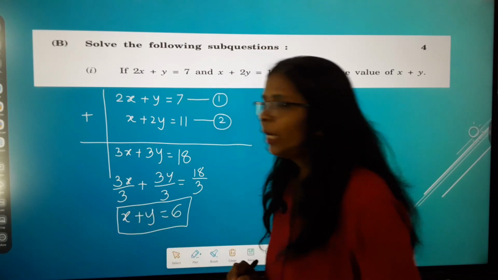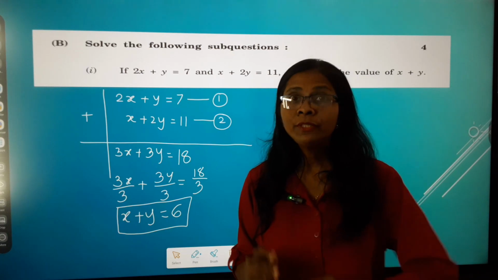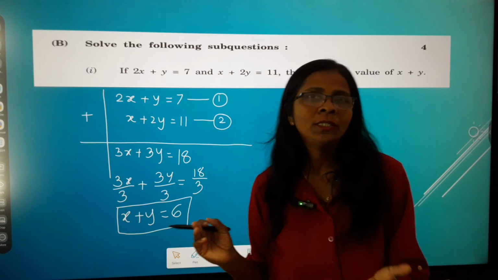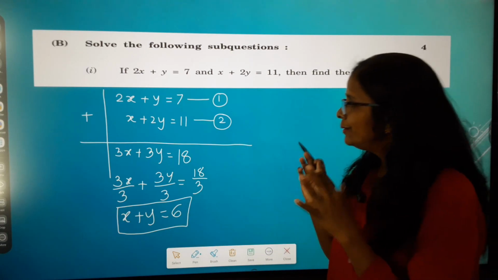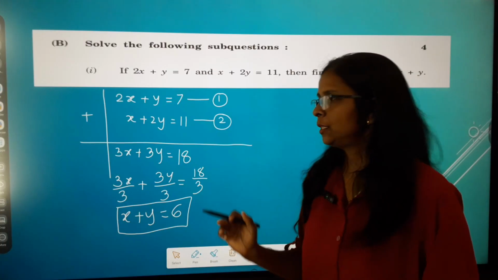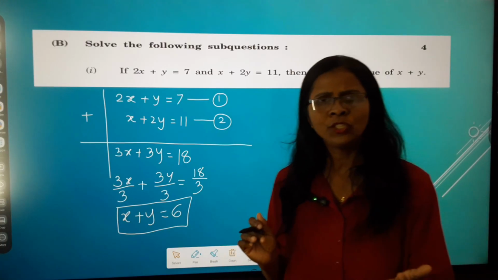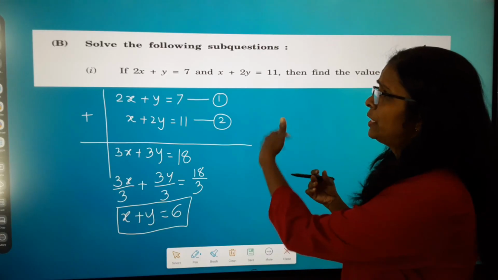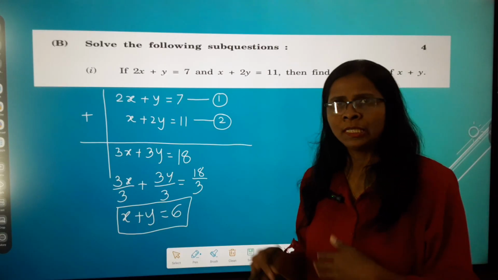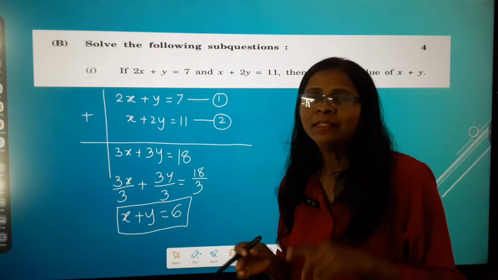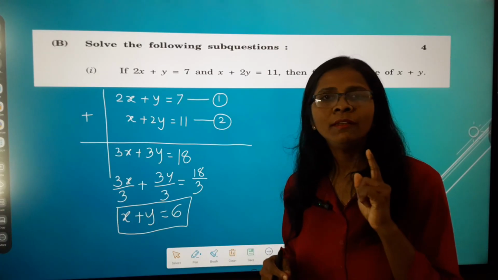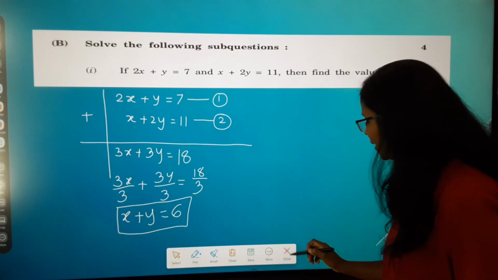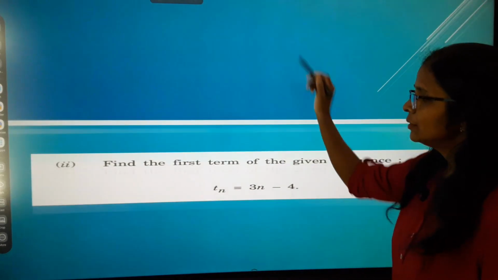Okay, so very easy. If they had asked here x minus y, what is the value of x minus y, then in that case we subtract these two equations. In such a way the questions are repeated. That means students, that question is a leak. Okay, so now here the next question.